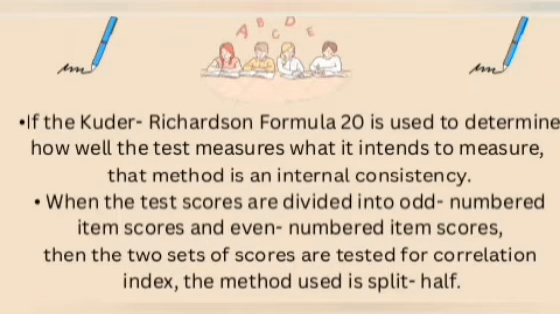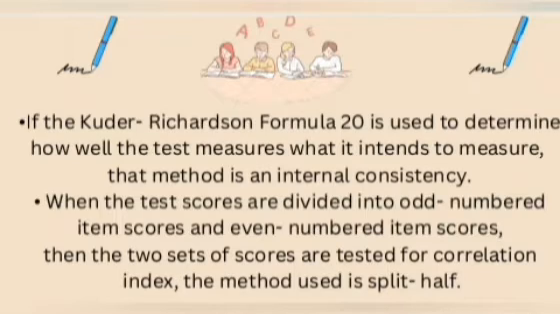If the Kuder-Richardson Formula 20 is used to determine how well the test measures what it intends to measure, that method is internal consistency, which gauges how well the items in an instrument can produce consistent or similar results on multiple items measuring the same construct.